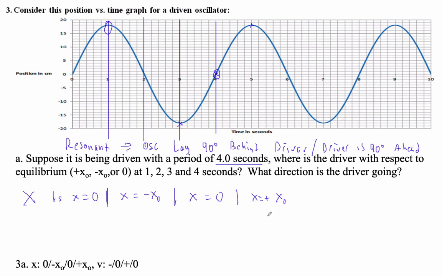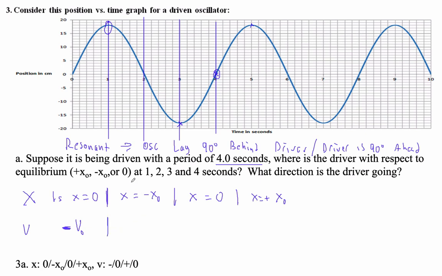Now, if we talk about the velocity, they'll ask you for the velocity. Let's think about the velocity, right? At 1 second, the driver is going to be here, and so basically it's going to be a negative maximum. It's going to actually be the maximum velocity at negative, so we could say negative v naught for it, right?